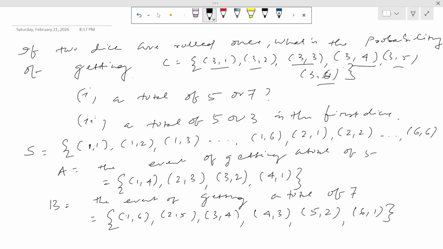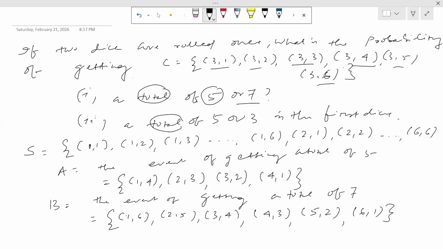A total of 5 or 3 in the first dice. I think the word total should not be there. 5 means it is understood. They are saying either 5 or 3. No, in the first question total should be there. In the second part, total should not be there.